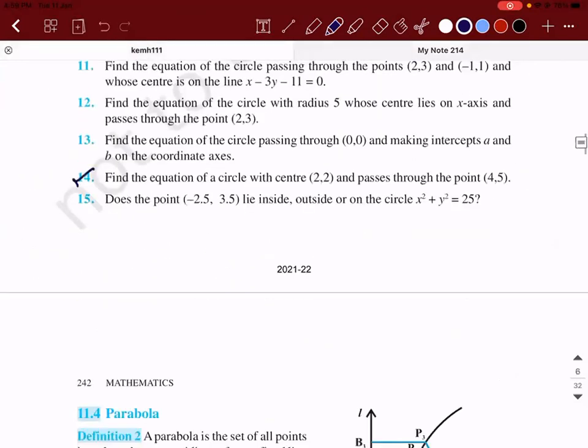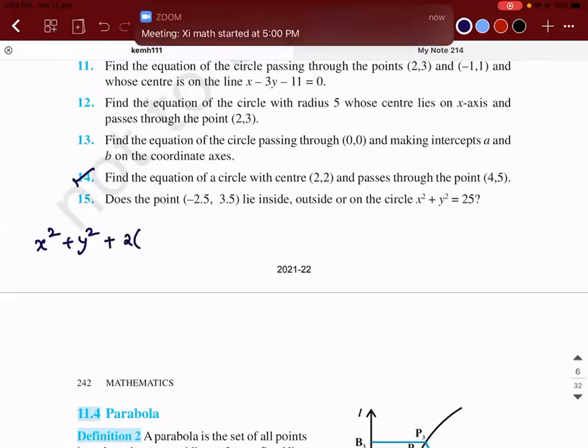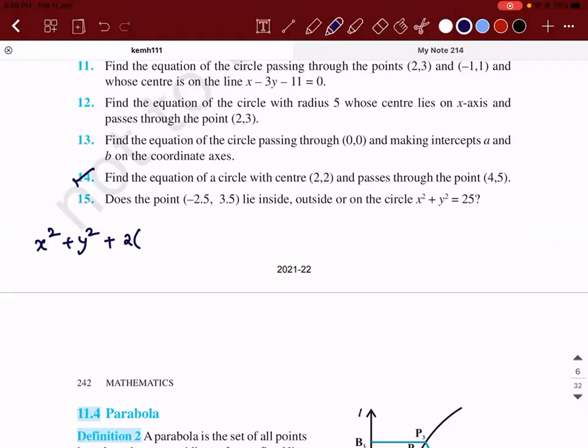Now, find the equation of the circle with center 2, 2 and passing through the point 4, 5. Easy. What is the general equation of a circle? x square plus y square plus 2gx plus 2fy plus c is equal to 0. What is the center? Minus g, correct? So it is minus 2 into x plus 2 into minus 2 into y plus c is equal to 0. Is there anyone who didn't understand what I wrote?